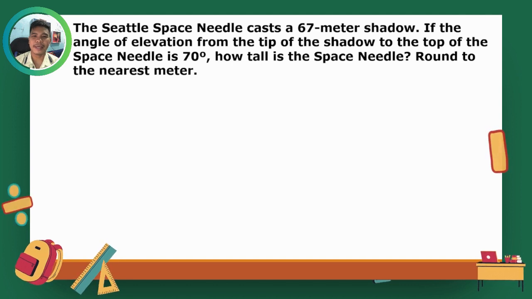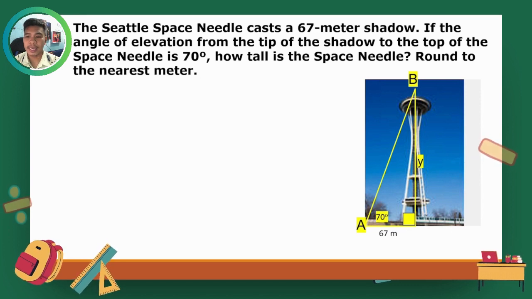The Seattle Space Needle casts a 67-meter shadow. If the angle of elevation from the tip of the shadow to the top of the Space Needle is 70 degrees, how tall is the Space Needle? Round to the nearest meter. In this particular problem, we're going to use a scientific calculator. But before we proceed with that, let us have the illustration for this problem.